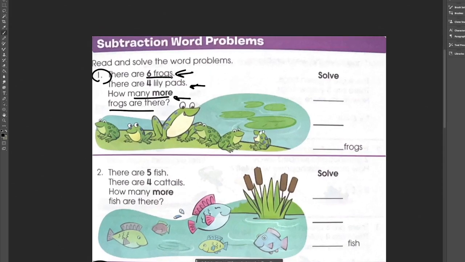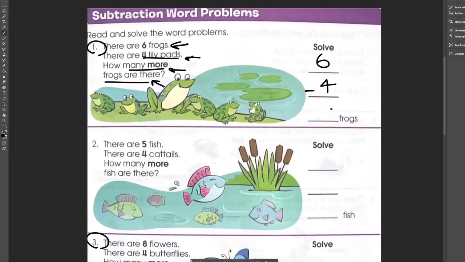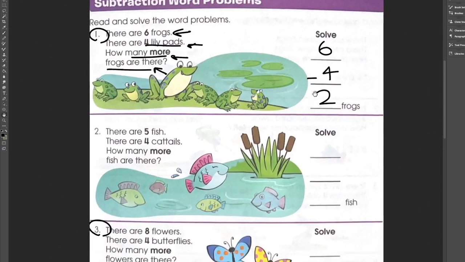Now it says there are 6 frogs and 4 lily pads. We know by this statement that there are more frogs than lily pads, but we have to figure out how many more. So we subtract the lesser number from the greater number. The greater number goes on the top, and the smaller number goes on the bottom. We do subtraction like that, and we do 6 minus 4, we get 2. So 2 more frogs are there than lily pads.